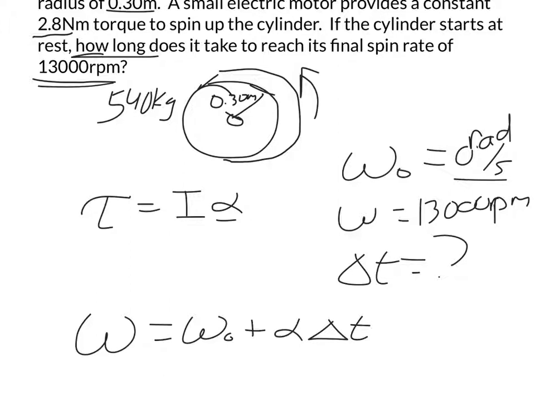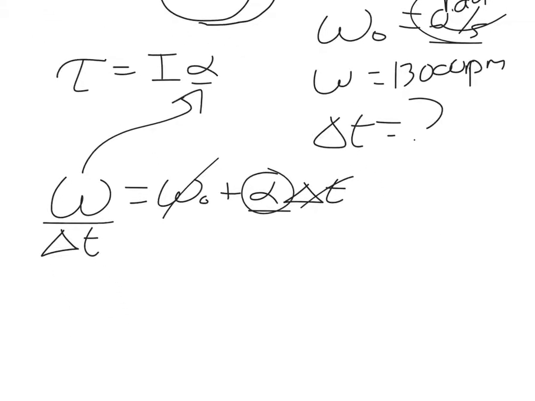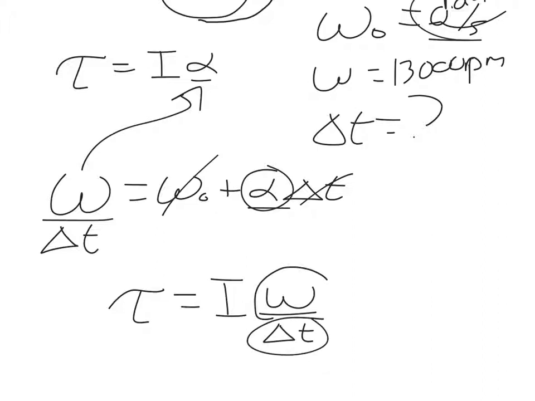Omega naught is just 0, so let's get rid of that. And if we're solving for alpha, we can say that it's going to be equal to omega final divided by delta t. That's my alpha, because I'm dividing by delta t, and I can just plug that in for that alpha. So let's give ourselves some room here. That will make the torque equal to I omega over delta t. No, delta t is what they're asking for, so let's solve for that.